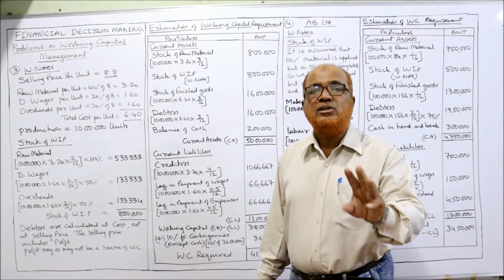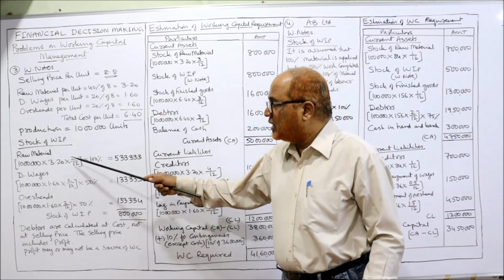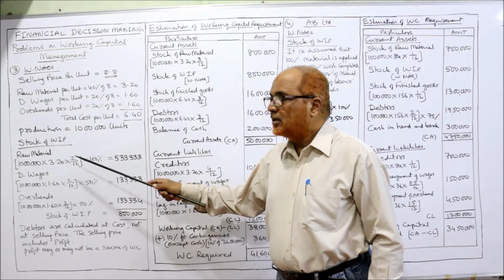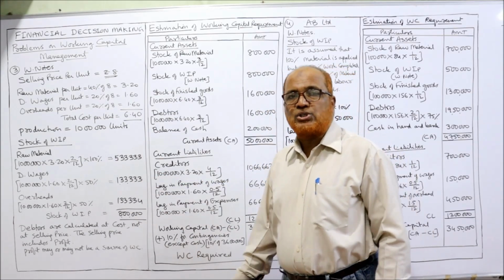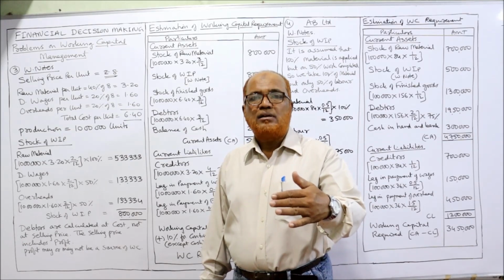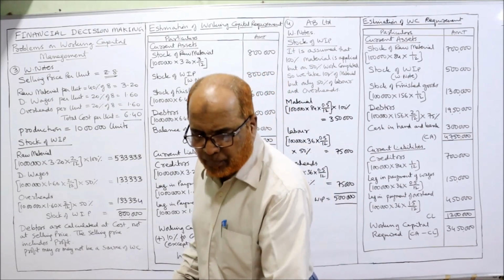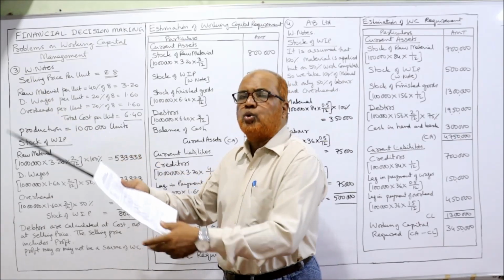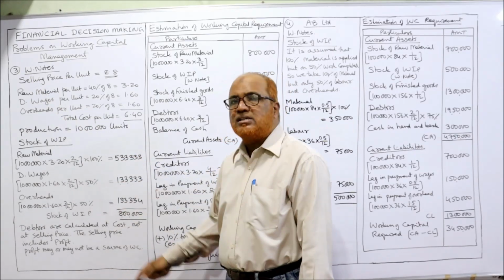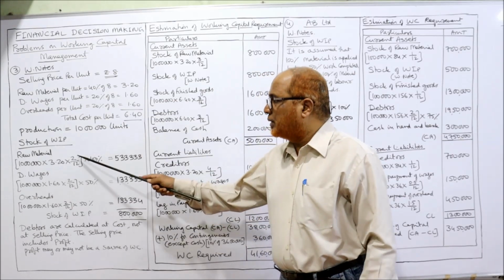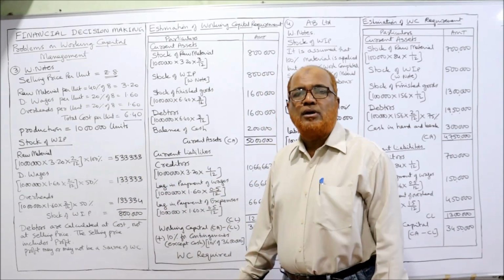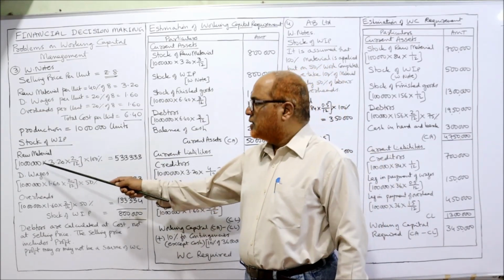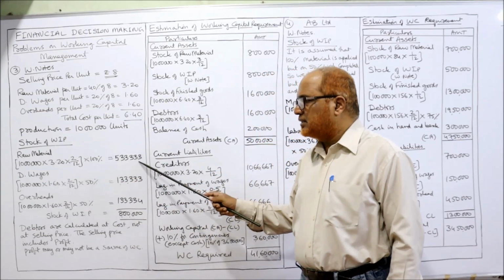If you multiply 10 lakh units and each unit raw material 3.20, you get 1 year raw material. But in work in progress, the duration is 2 months, given in the problem. Every unit of production remains in the process for 2 months. So this raw material is in for 2 months. So 2 by 12 into 100%, because we assume 100% material is applied in WIP. If you multiply, you'll get 5,33,333.